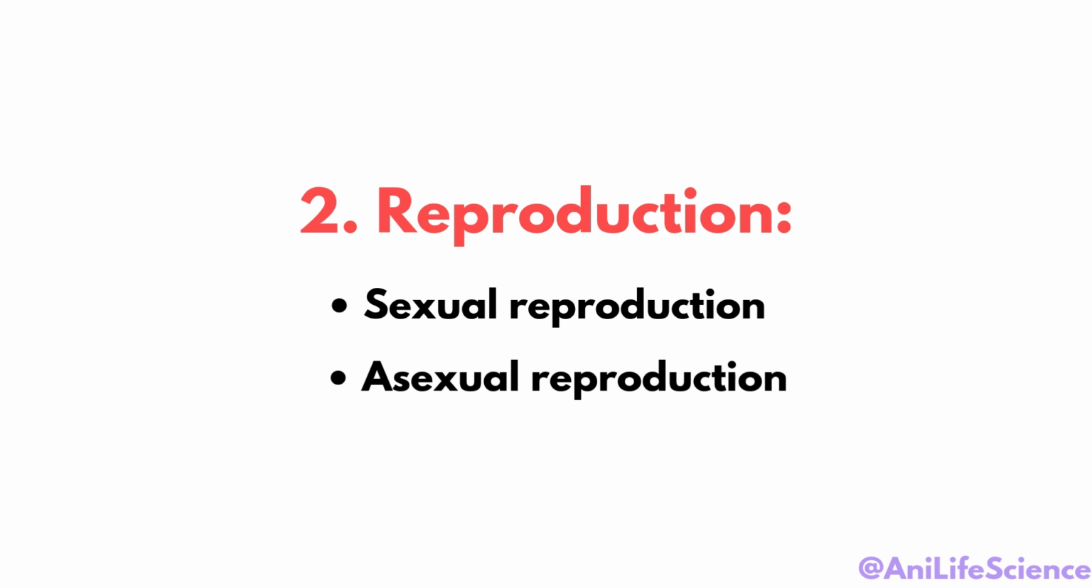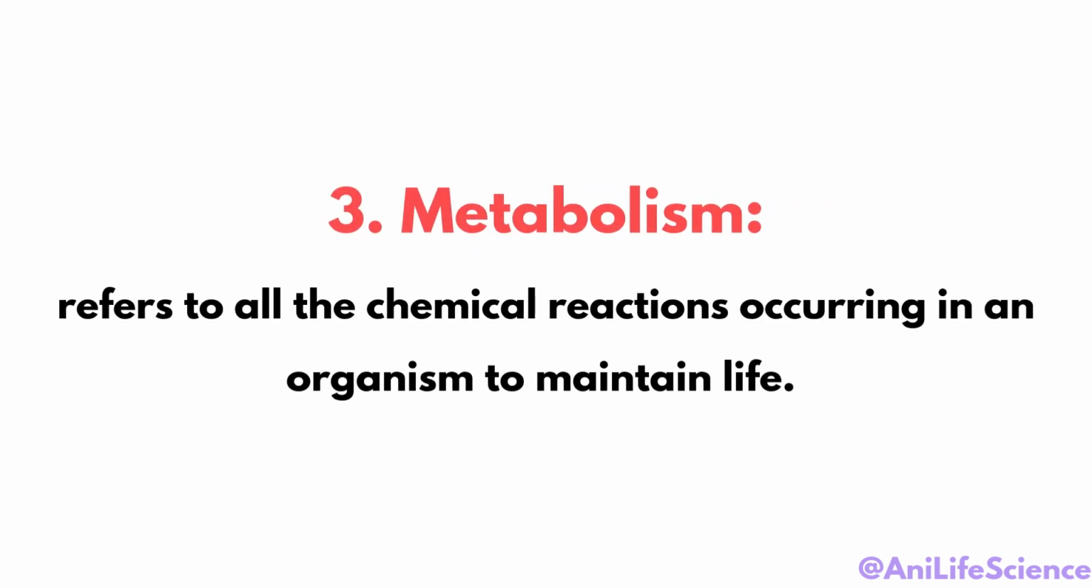However, reproduction is not universal. Some organisms, like mules, or conditions like infertility in humans, prevent reproduction. Hence, while reproduction is an important feature of life, it cannot solely define it. Third, metabolism. Metabolism refers to all the chemical reactions occurring in an organism to maintain life. It includes processes like digestion, respiration, and energy production. Importantly, metabolism is unique to living beings.